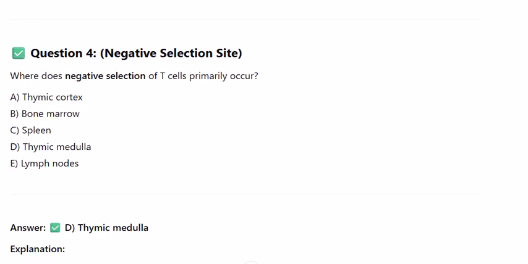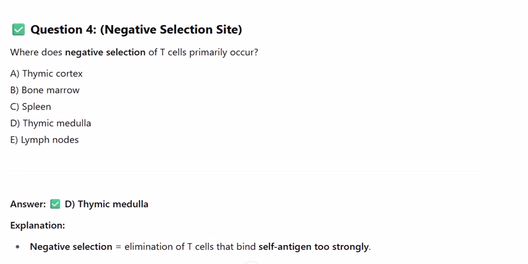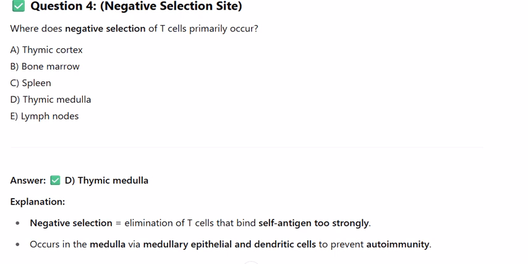Question 4. Negative selection site. Where does negative selection of T-cells primarily occur? A. Thymic cortex, B. Bone marrow, C. Spleen, D. Thymic medulla, E. Lymph nodes. Answer: D. Thymic medulla.